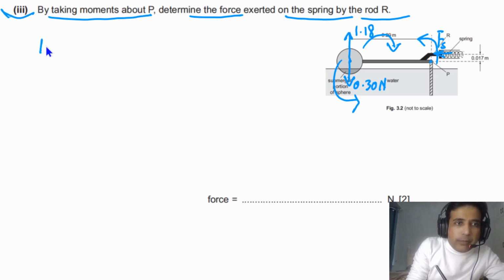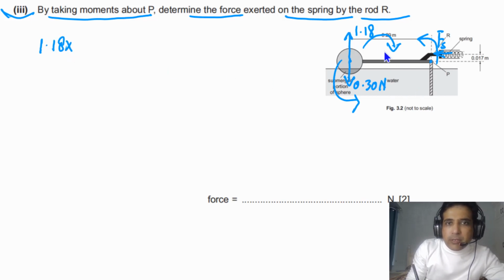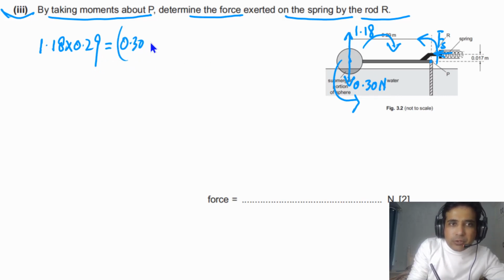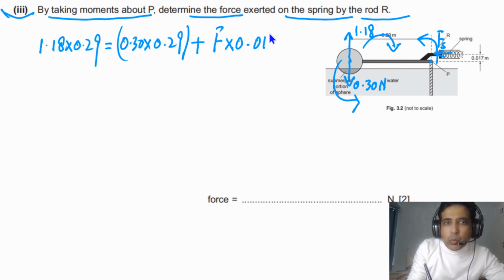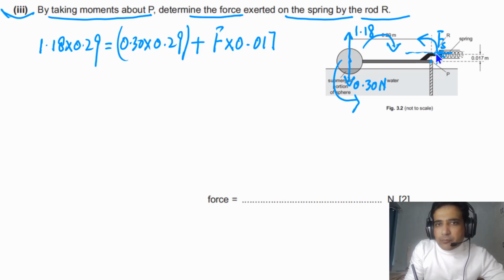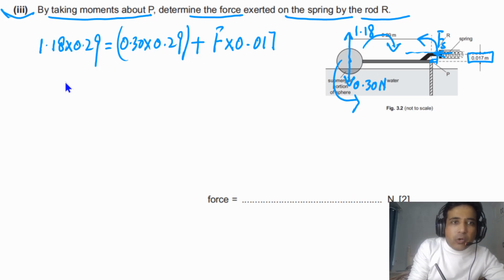Due to upthrust, the moment is clockwise, so we can say 1.18 times the distance, that is 0.29. This has to be equal to the moment due to the weight, 0.30, and the distance is 0.29 from the pivot, plus the moment due to this one, that will be equal to F times 0.017, because the line of action of the force is this one and this is the perpendicular distance between the line of action of the force and the pivot, and that is equal to 0.017. Then we can solve this for F.